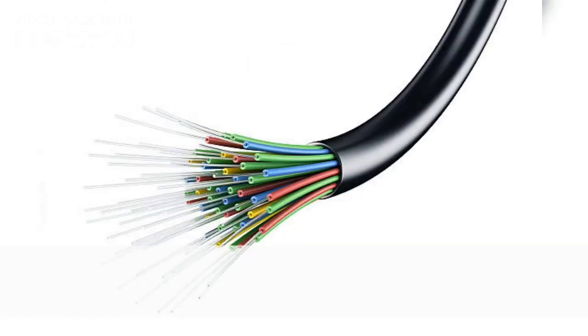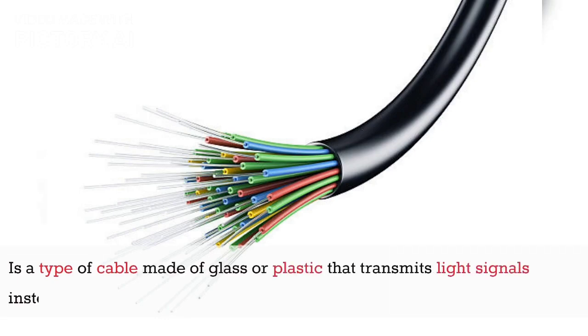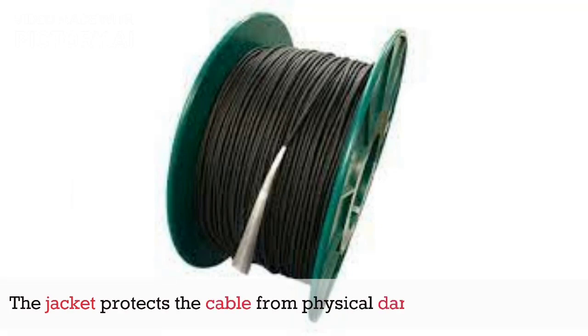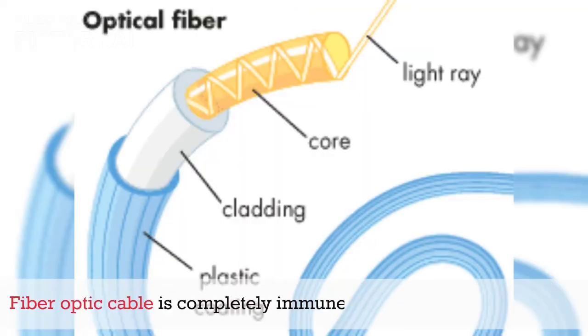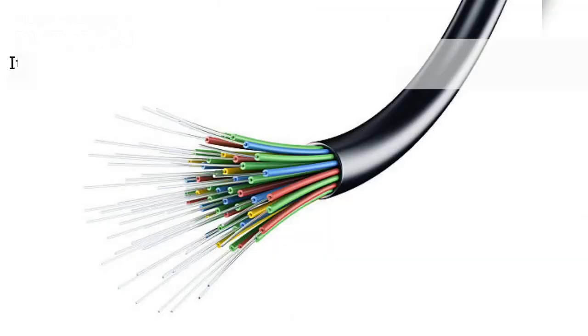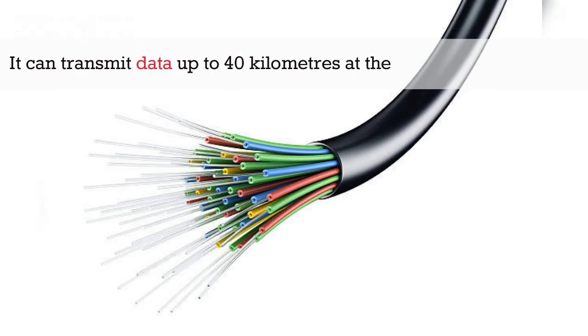Optical fiber is a type of cable made of glass or plastic that transmits light signals instead of electrical signals. The jacket protects the cable from physical damage. Fiber optic cable is completely immune to EMI and RFI. This cable can transmit data over a long distance at the highest speed. It can transmit data up to 40 kilometers at the speed of 100 gigabits per second.